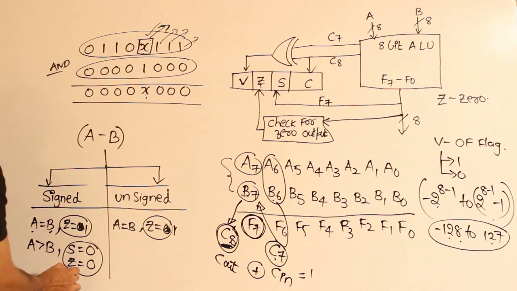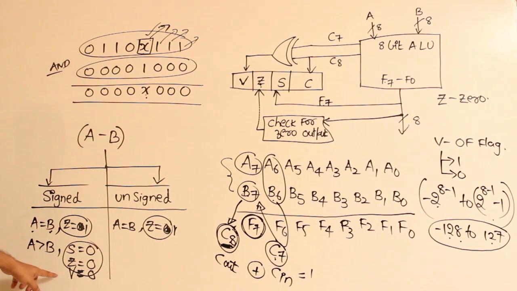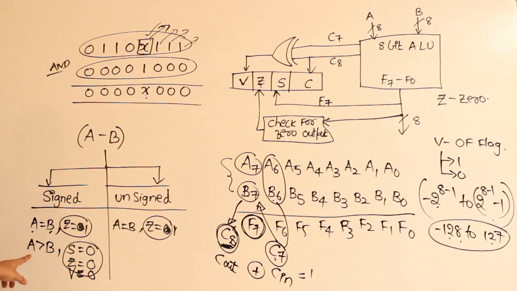Also you can include one more flag here, right, the overflow flag. If the overflow flag V, let us say, is 0, which means there is no overflow, and the result is positive and non-zero, then we can say that A is greater than B, right?